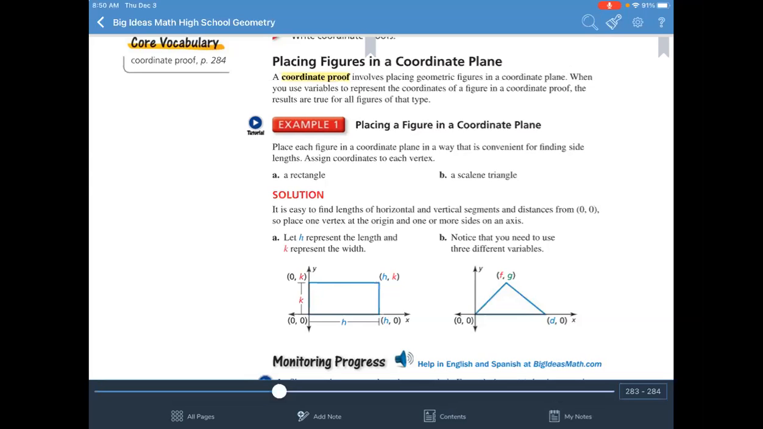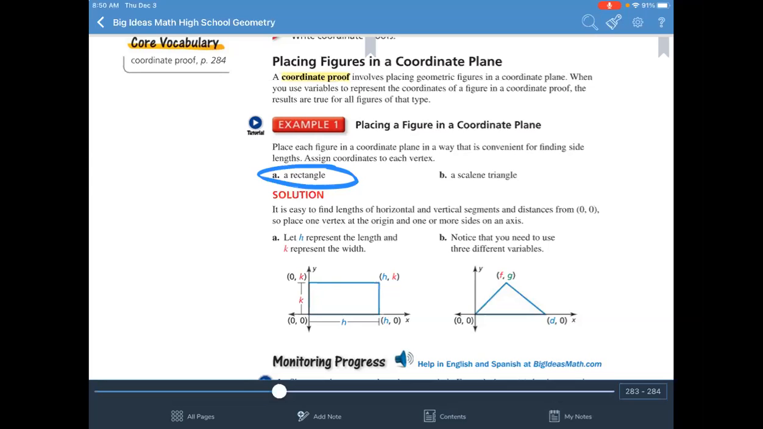And part of it is just how can we place this figure in the coordinate plane when we don't know the length or the width? Here they just say, I want a rectangle in the coordinate plane. They don't have a length of 8 and a height of 4 or whatever. They don't give us any more information. So we just need to create that rectangle someplace.